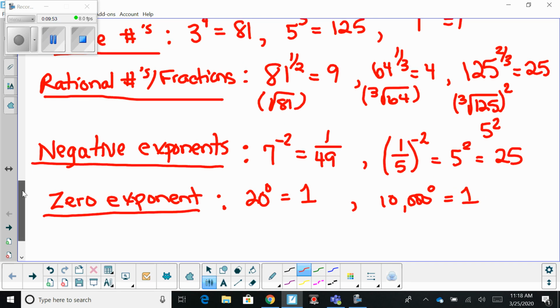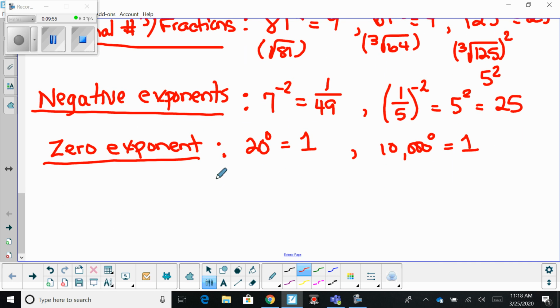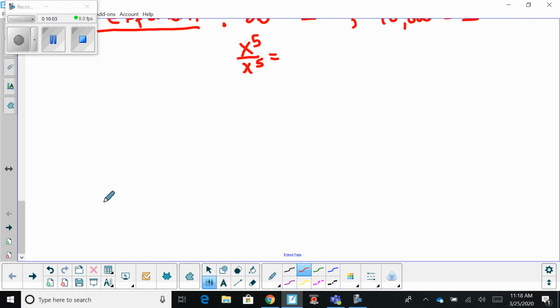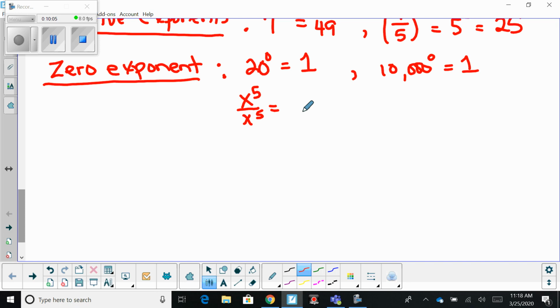And the reason that is, if you think about your exponent rules, like if I have x to the fifth over x to the fifth, our rules for dividing exponents tell us to subtract. So if I'm subtracting 5 minus 5, that's going to be x to the 0. Well, but we also know that anything over itself equals 1. So that's why when you subtract and get a 0, it equals a 1.